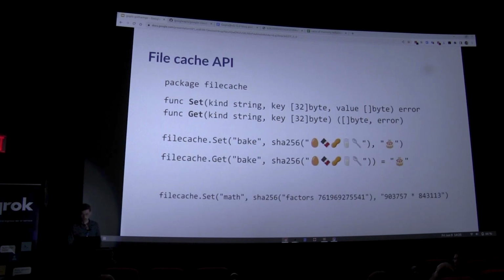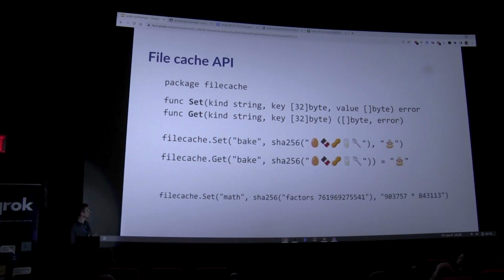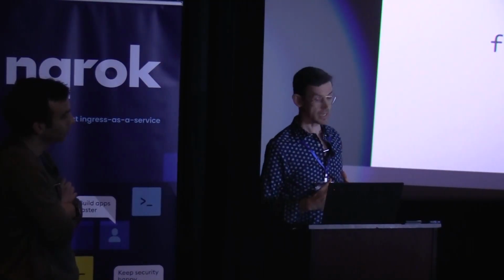So where do these indexes get saved, these binary blobs? The answer, in short, is in the file system. This slide shows the API of gopls's internal file cache package. It's just about the simplest imaginable persistent key-value store, and it only has two methods, set and get.